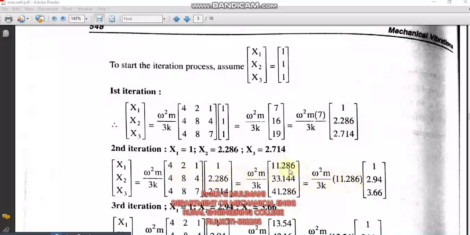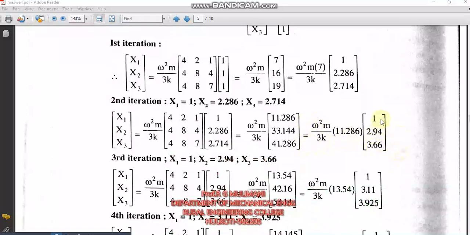14.286, 11.286, 13.144, 31.286. You take the first term outside. Taking the first term outside, it is 1. 33.14 divided by 11.286, it is 2.94. 41.286 divided by 11.286, it is taken outside, it is 3.66. So now we have the new displacement. You continue this trial until you get the same displacement values in successive trials.